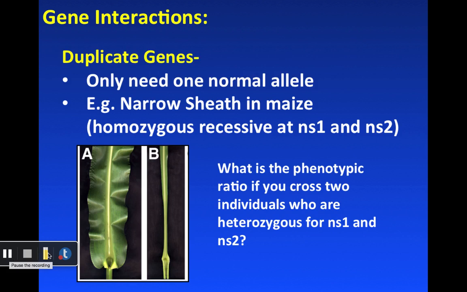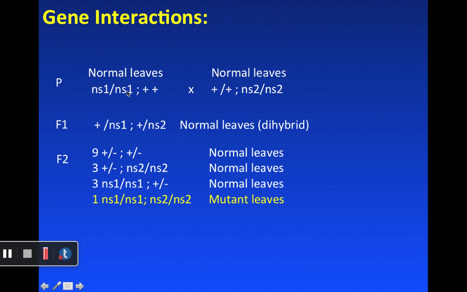So if you cross two individuals that are heterozygous for these two genes, what type of phenotypic ratio do you end up with? Well, again, let's cross two individuals heterozygous for both of the genes, as we see in this line right here. Typical dihybrid cross, again your typical 9:3:3:1 genotypic ratio. But then if you look at the phenotypes, all it takes is one dominant allele to produce normal leaves. So you end up with a 15-to-1 ratio. So 15 of your offspring will produce normal leaves, and only one, that one which is homozygous recessive for both of those genes, will give you the mutant or the narrow sheath mutation.